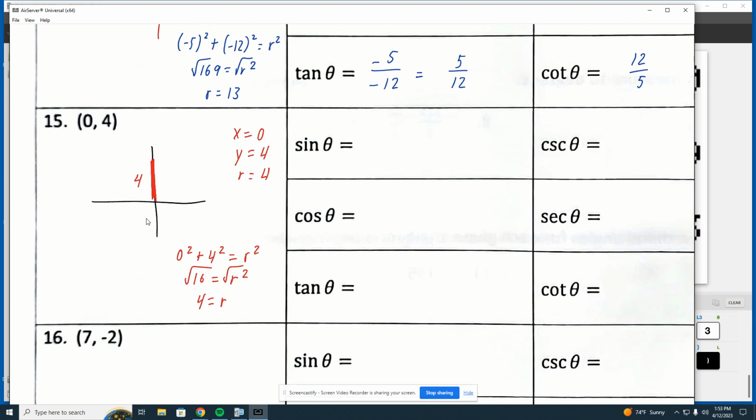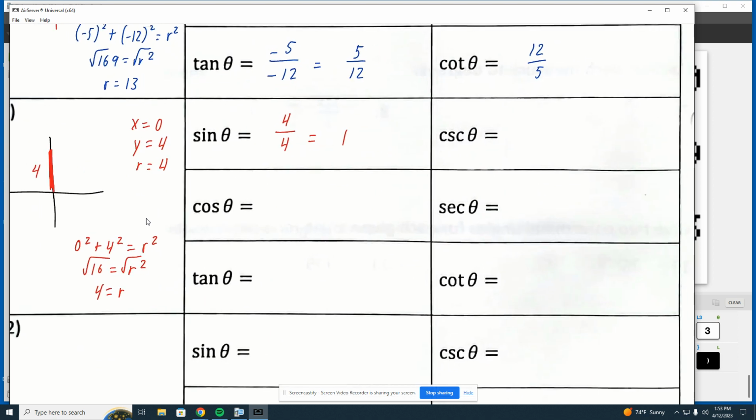Remember, the opposite leg is always y. So y opposite over r, 4 over 4, and that's going to equal 1. If you flip that, it's still 1. Cosine is adjacent leg, which we said is always x. So that's x over your hypotenuse, which is r, 0 over 4. That, if you type in your calculator, will equal 0. But if I flip that, 4 divided by 0 is undefined, which you need to say.